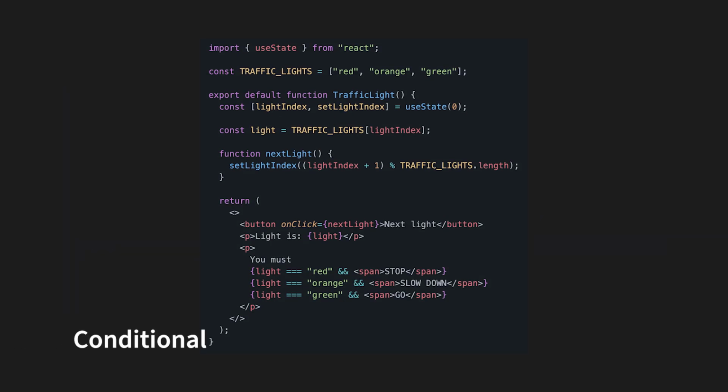In this example, we're comparing conditional rendering using a traffic light scenario. Our React component uses the useState hook to track the current light index. It selects the current light from an array and then uses inline conditional expressions, leveraging short-circuit evaluation to display the corresponding message. If the light is red, it shows stop.